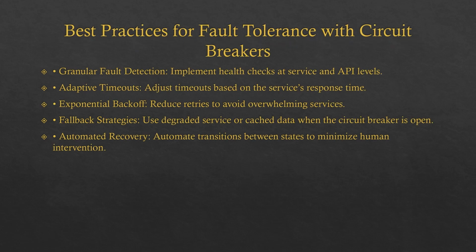To effectively implement fault tolerance, use granular fault detection methods such as service level health checks. Adaptive timeouts ensure requests don't hang too long, and exponential backoff reduces retry rates to avoid overwhelming services. Fallback strategies allow the system to provide degraded functionality when a service fails, and automated recovery ensures minimal human intervention in transitioning states.